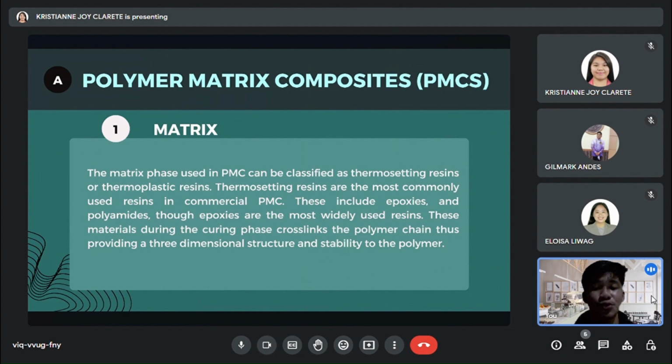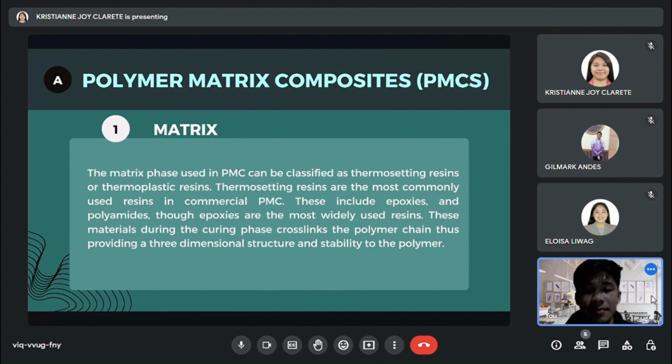Thermoplastic resins used include polyester, polyphenylene sulfide, polyamide, and others. Though these are not as good as thermosetting resins in terms of their high temperature resistance, these are easier from the manufacturing point of view.